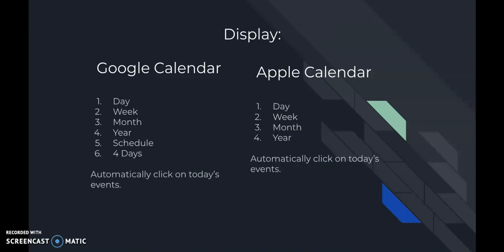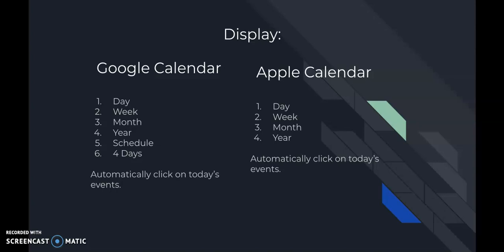The display. Google Calendar has various displays. You can view your events based on the day, week, month, year, schedule, and the next 4 days. There is also an option where they have a button for today, and once you click on today, you will see all the events that you'll be having for that day.